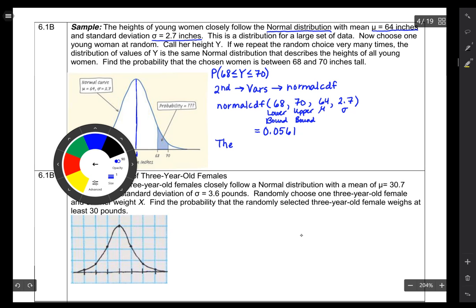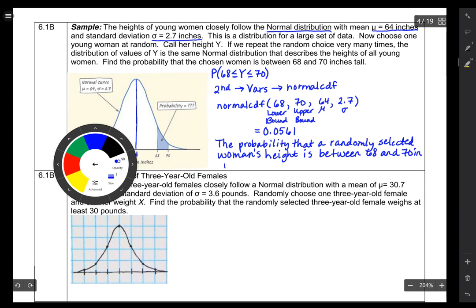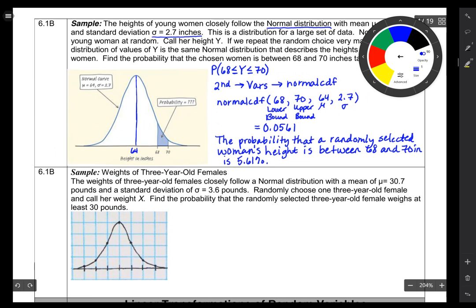Let's write it out as a sentence. The probability that a randomly selected woman's height, because you're in essence interpreting this, is between 68 and 70 inches is 5.61%. We'll do one more example.